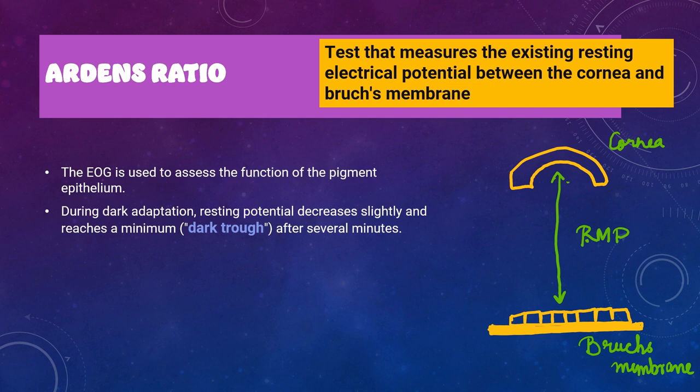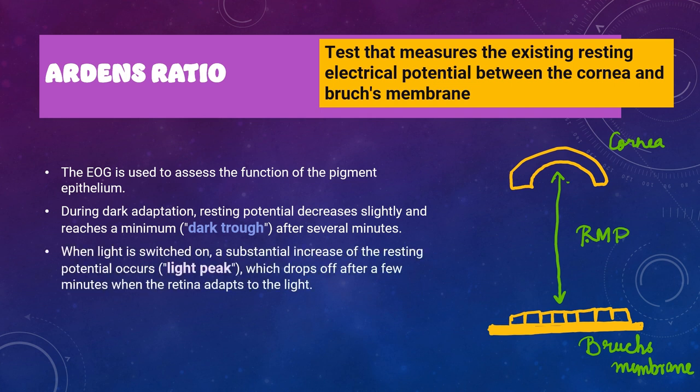However, what happens is that the patient is first dark adapted, and in the dark the resting membrane potential starts to fall and reaches a trough or minimum for several minutes, and that is called the dark trough. Now, when the light is switched on, the patient is light adapted, and the resting membrane potential starts rising again. It reaches a peak, and from that level the retina adapts to the light stimulus and the potential starts to drop back again. The peak we get in the light-adapted state is called the light peak, and the trough is called the dark trough.